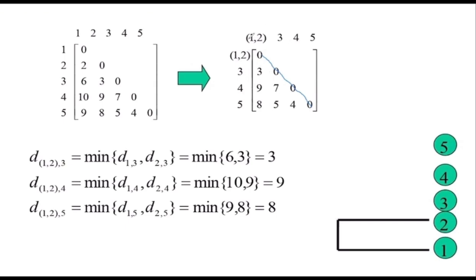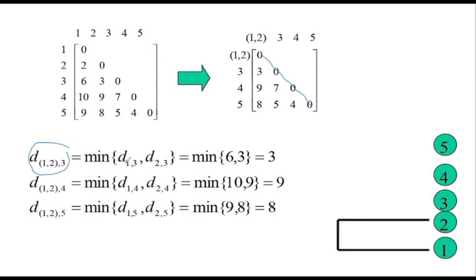The distance between 1, 2, and 3 is 3. Okay, so I need you to say something now. We need 1, 2, and 3, 1, 2, and 4, 1, 2, and 5. So take a look at this. For 1, 2, and 3, we need the minimum between D1, then 1 and 3, and 2 and 3.